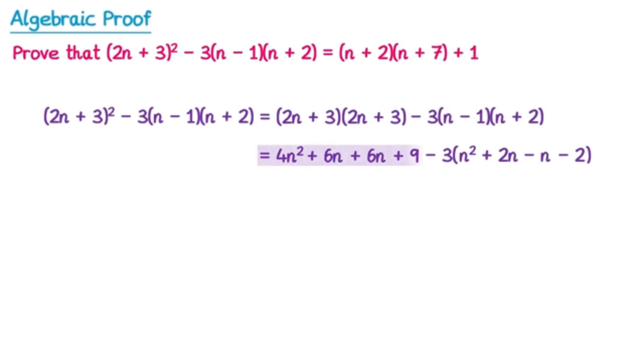Then we'll just simplify this part here. So we have 4n squared. If we add the two 6n's together, we get 12n, and then plus 9.